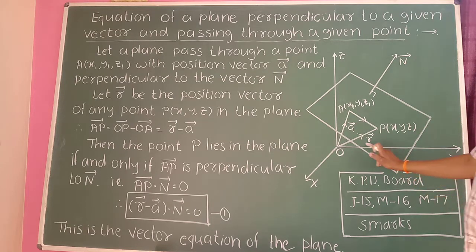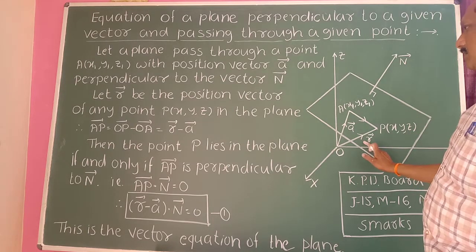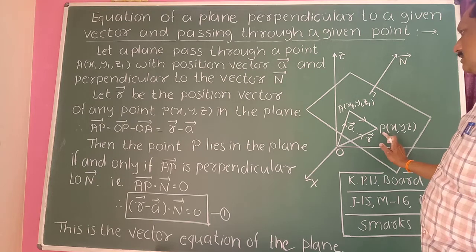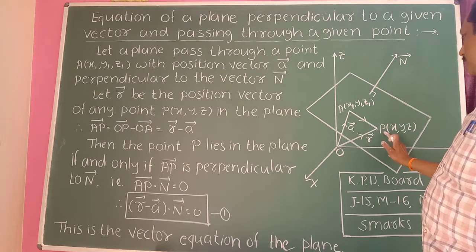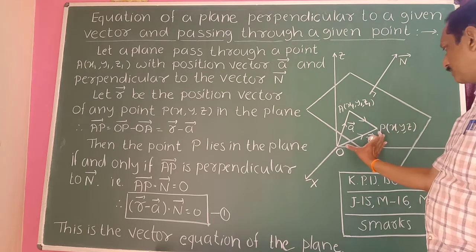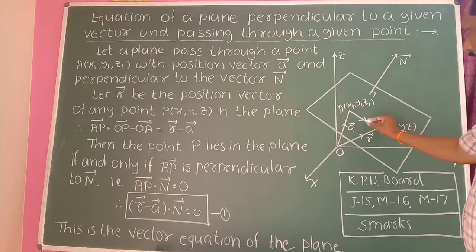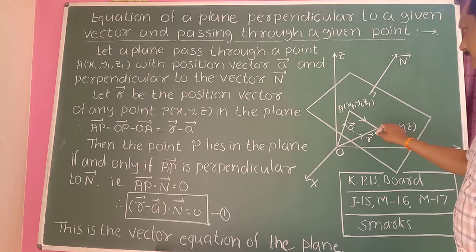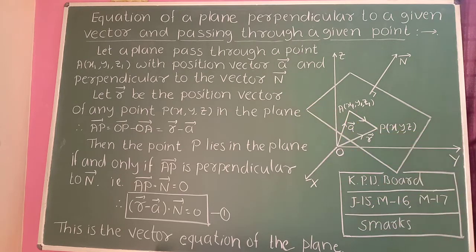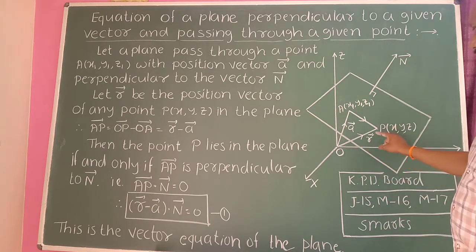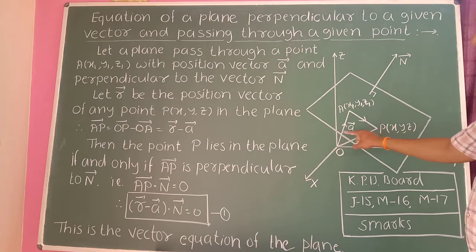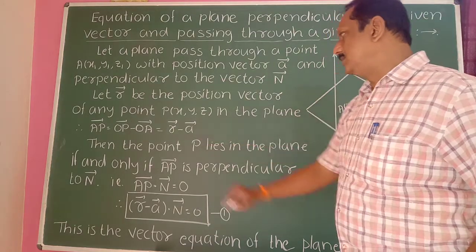Let r bar be the position vector of a point P (x, y, z) in the plane. This point lies in the plane, and its position vector is r bar. Hence AP bar is equal to OP minus OA. OP is equal to r bar, OA is equal to a bar. Hence it is r bar minus a bar.